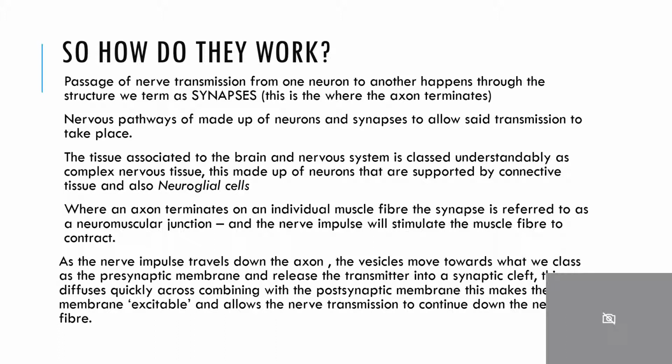Where an axon terminates on an individual muscle fibre, the synapse is referred to as a neuromuscular junction, and the nerve impulse will stimulate the muscle fibre to contract. As the nerve impulse travels down the axon, the vesicles move towards what we class as the presynaptic membrane. They release a transmitter into a synaptic cleft, and this diffuses quickly across. It makes the membrane excitable and allows the nerve transmission to continue down the nerve fibre.